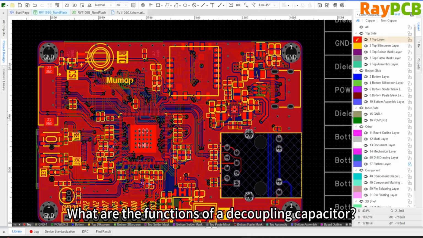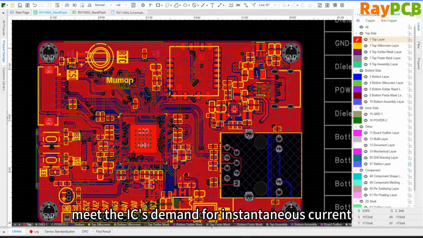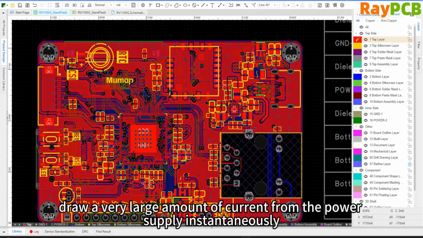Alright, so what are the functions of decoupling capacitors? The first function is to meet the instantaneous current demands of the IC. High-speed digital ICs, such as CPUs, FPGAs, VRs, etc., when operating, especially when circuits are rapidly switching, can draw very large currents from the power supply in an instant.